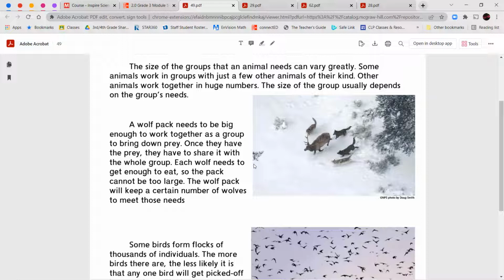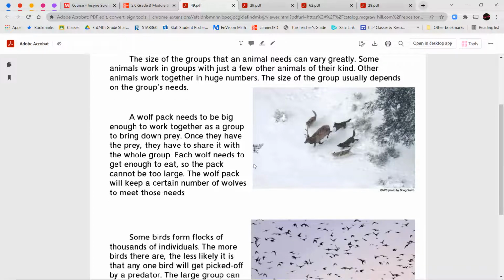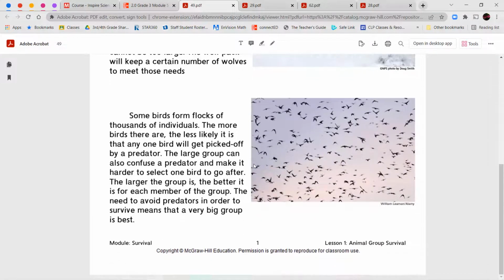So for wolf packs, you're not looking at these huge groups. You're looking at smaller groups because whatever they hunt needs to be enough to feed all of the wolves in that pack. So if the wolf pack is too big, it's not going to be enough food. So they keep their groups pretty small.